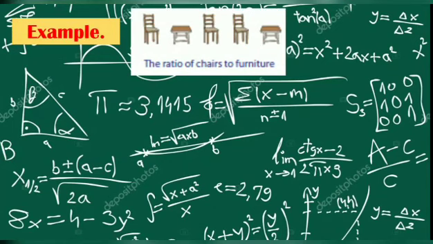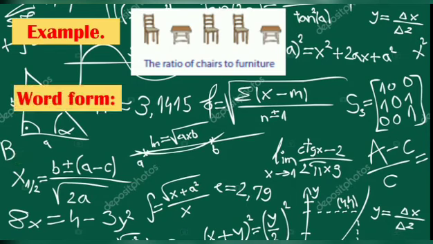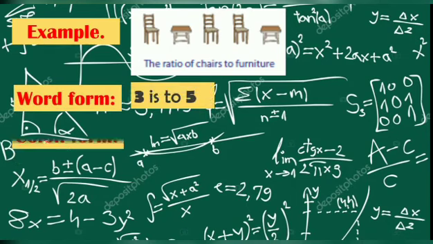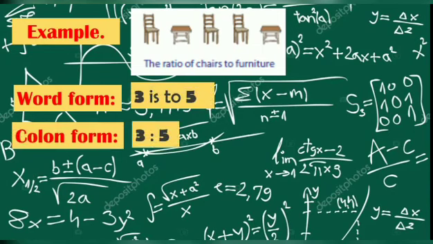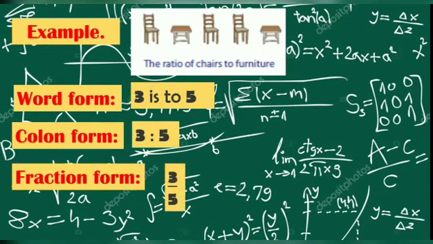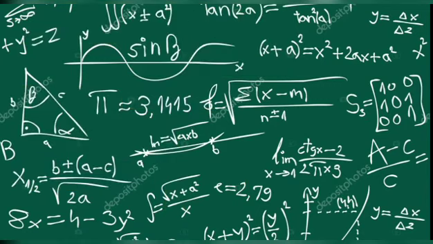find the ratio of chairs to furniture. Ilan ba ang chairs natin? So, we have 3 chairs. And sa furniture natin, ilan kaya ang furniture? We have 1, 2, 3, 4, and 5. So, when we write it in word form, we have 3 is to 5. When we write it into column form, we have 3 colon 5. And in fraction form, we have 3 all over 5.